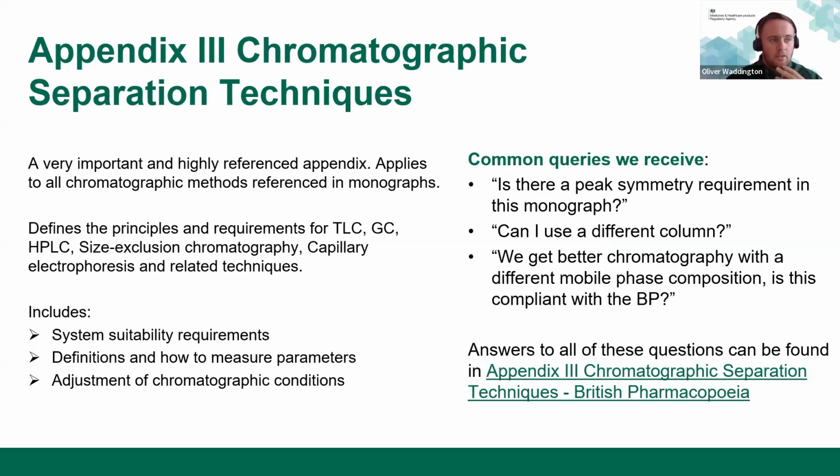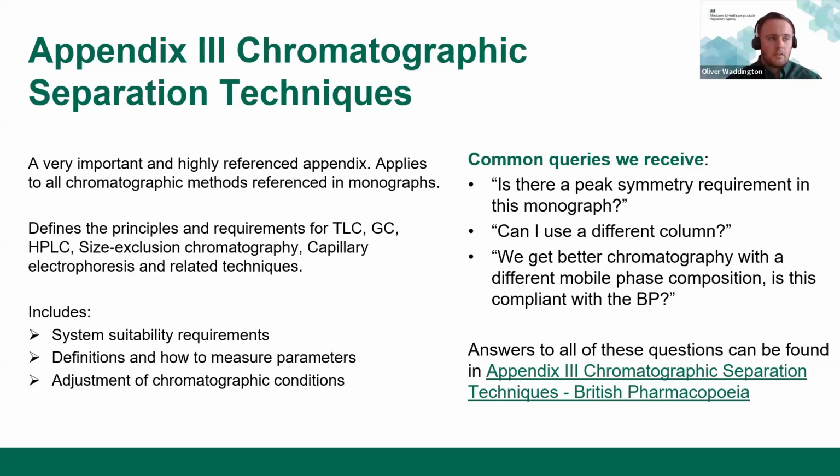And so this is one of the appendices I really want to highlight, and that's Appendix 3, chromatographic separation techniques. It applies to all the chromatographic methods referenced in monographs, and it includes system suitability requirements, definitions and how to measure certain parameters such as signal to noise ratio or peak to valley ratio. And it also includes information on acceptable adjustments that you can make to the chromatographic conditions.